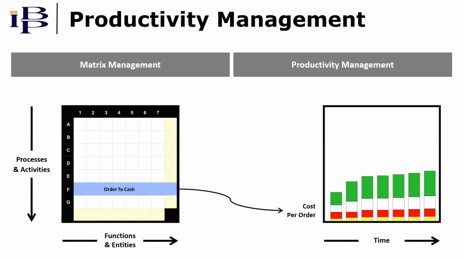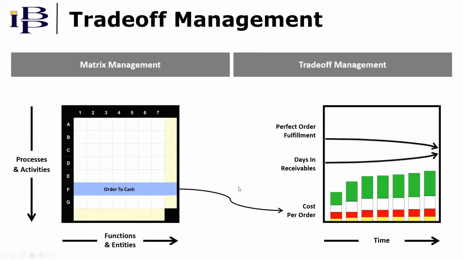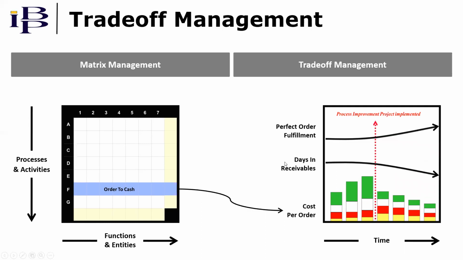That then provides the ability to manage productivity. So for example, in an order to cash process, we can plan and manage the cost per order, for example. And from that, then we can start managing trade-offs. And as things change, we can manage these trade-offs as conditions change on both a backward and forward-looking basis.